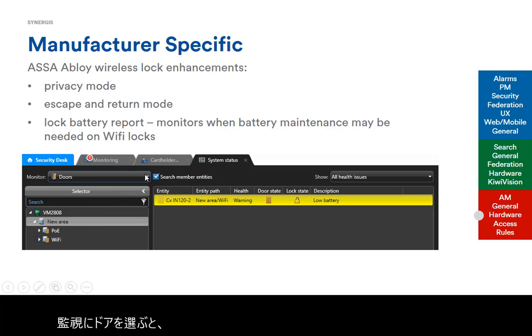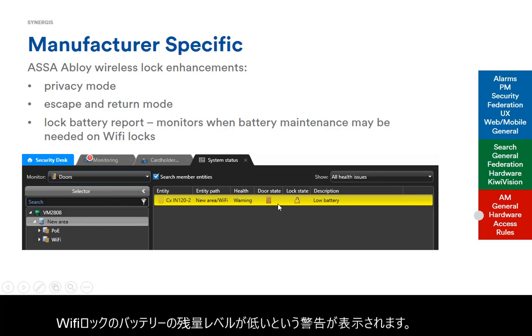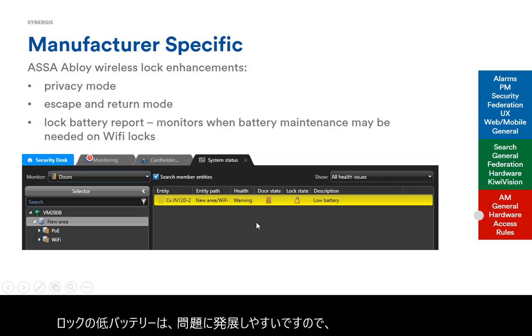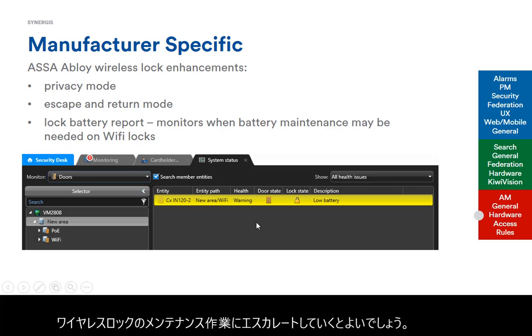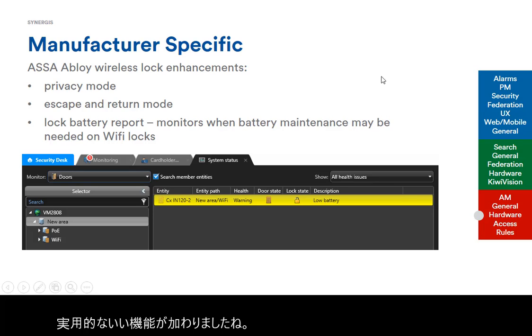Basically in the system status, if we look for all health issues for a door, we can actually see if there's a low battery warning coming in on one of the Wi-Fi locks. So if the battery's running out on the locks, which could be a big problem, we can keep an eye on it from here. And this is something we could run as a daily report. And any maintenance that needs to be done on the wireless lock, we can go out with the spare batteries, and everything's good to go. So that's kind of cool. Nice addition there.